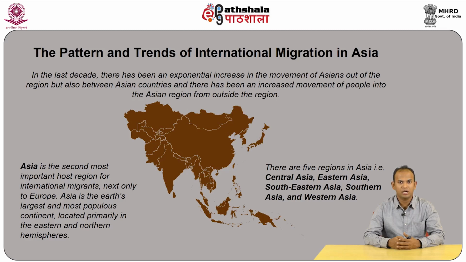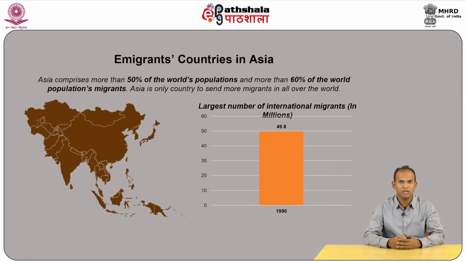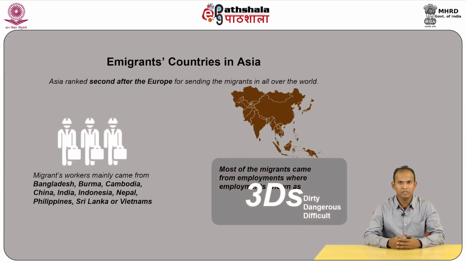Asia is the Earth's largest and most populous continent, located primarily in the eastern and northern hemispheres. There are 5 regions in Asia, that is Central Asia, Eastern Asia, Southeastern Asia, Southern Asia, and Western Asia. Immigrant countries in Asia. Asia comprises more than 50% of the world's population and more than 60% of the world's migrants. In 1990, Asia accounted for the largest number of international migrants, involving 49.8 million. Asia ranked second after Europe for sending migrants all over the world.